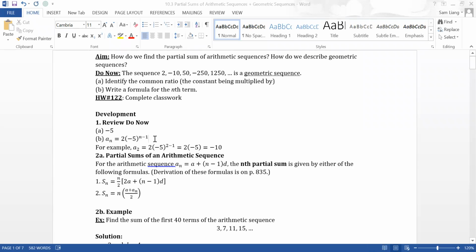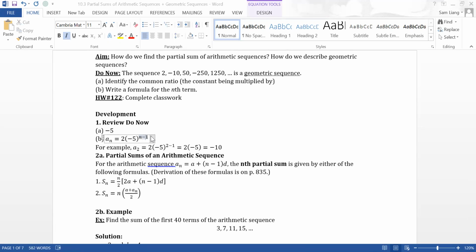Just to demonstrate that, for example, we can take the second term. In this case, it should be negative 10. So we're going to do a sub 2 is equal to 2, which is the first term, times negative 5 to the 2 minus 1. 2 minus 1 is 1, so we get 2 times negative 5, which is negative 10. Okay, so it does work out.